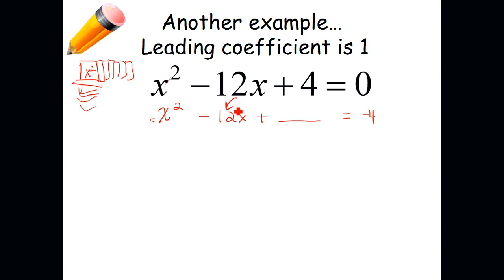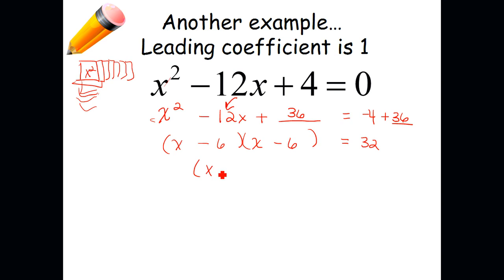So again, what's half of negative 12? Negative 6 times itself makes 36. So 36 is the number I need to add to both sides, because I can't just add it to one side. It has to stay equal, equations. So I need to add 36 to both sides in order to make this expression factorable over here. So on this side now, I can factor into x and x. What multiplies to make 36, but would add to make negative 12? Negative 6 and negative 6, right? And on this side, I just have 32 now, because negative 4 plus 36 is 32.